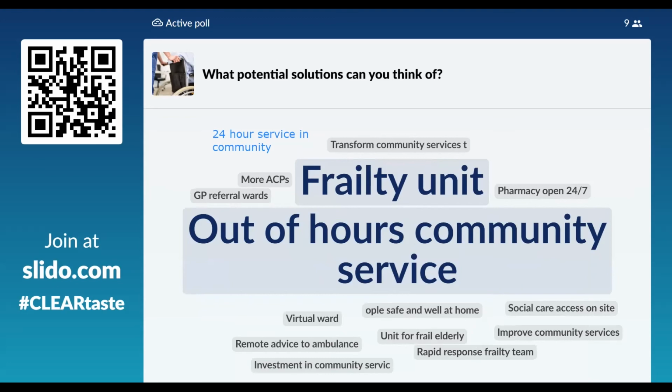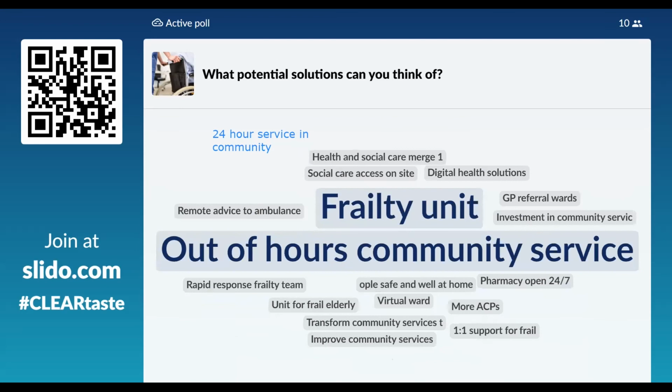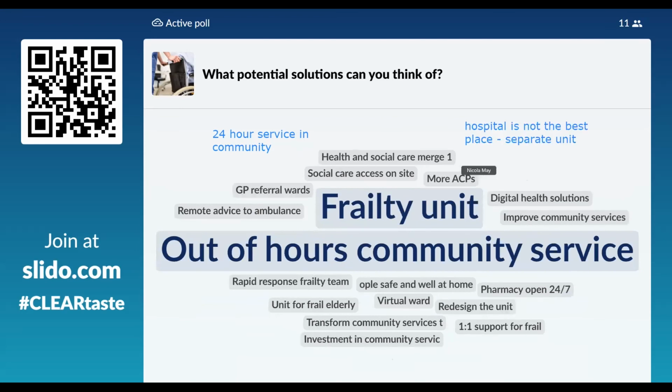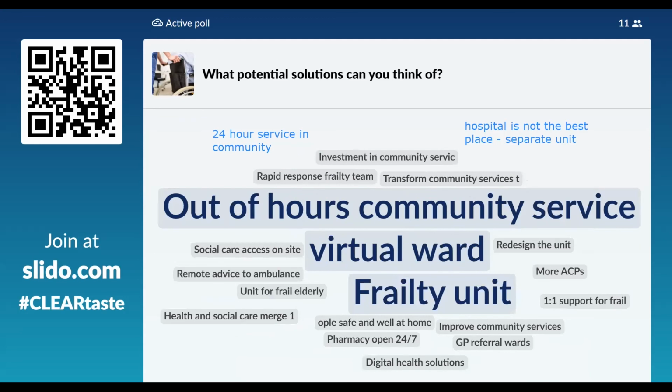Social care access on site, so definitely kind of having some much closer relationships with social care. A separate unit. Digital health solutions. Yeah, really getting underneath doing things more digitally. One-to-one support for the frail. Improving community services, a virtual ward. Excellent.